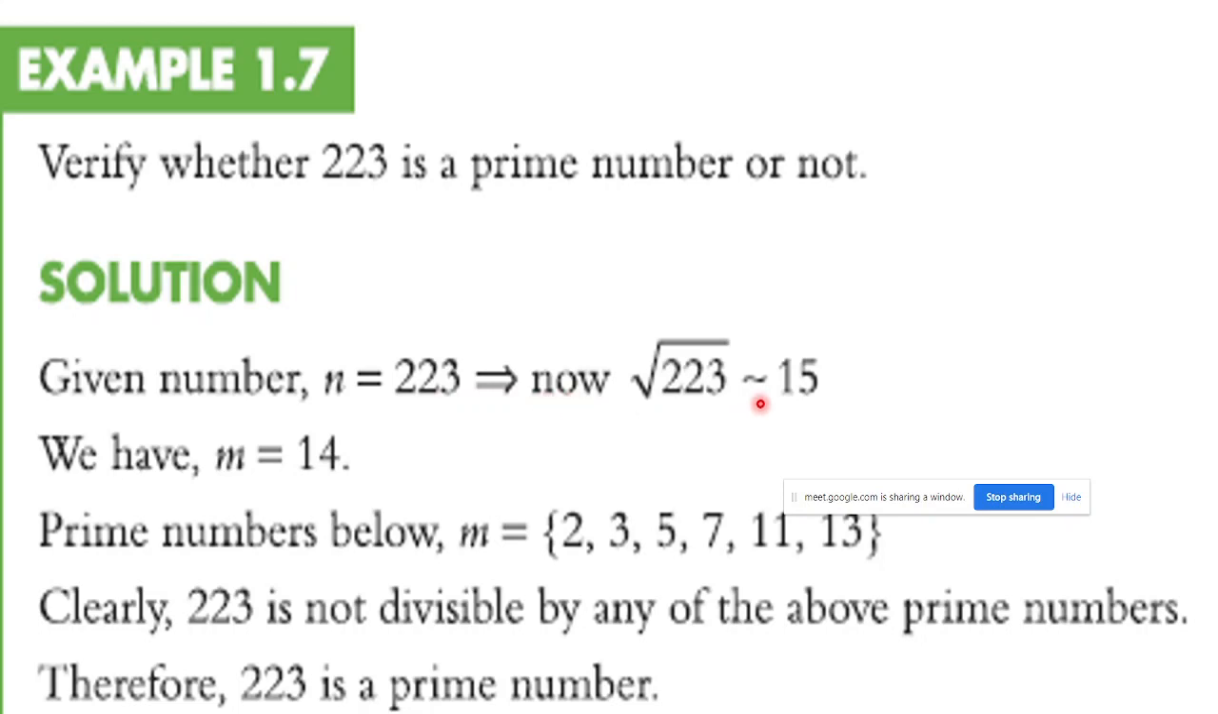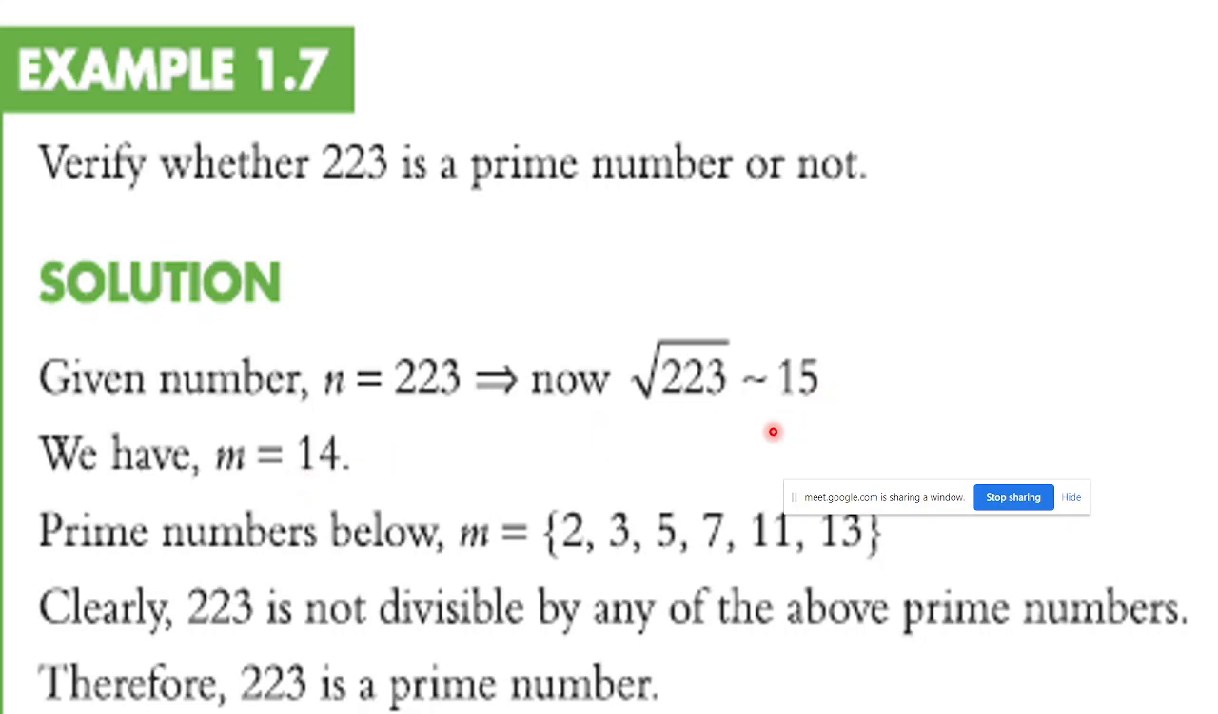It is approximately, this symbol stands for approximately equal to, 15. Actually, the square root of 225 is equal to 15. But the given number is 223. The square root of 223 is nearly equal to 15. So we take m equal to 14, less than this number.